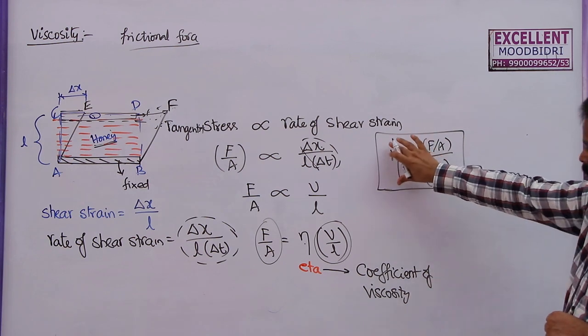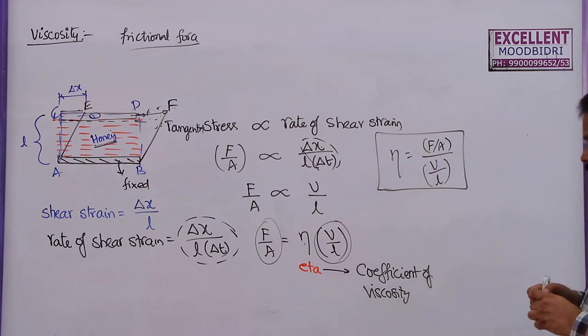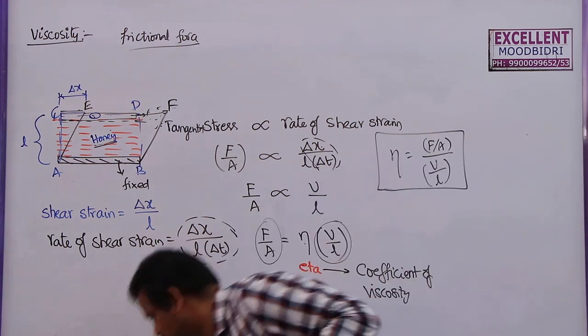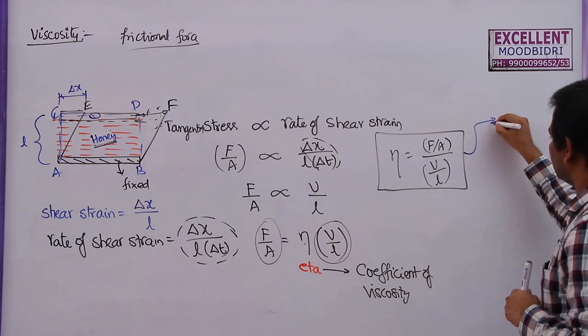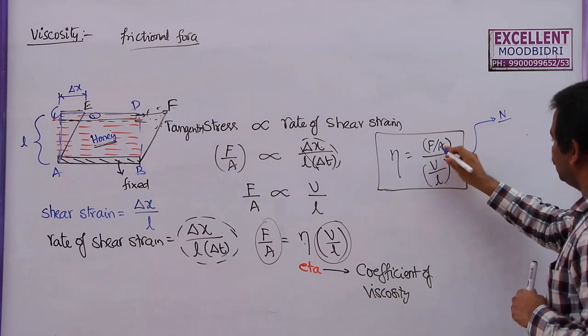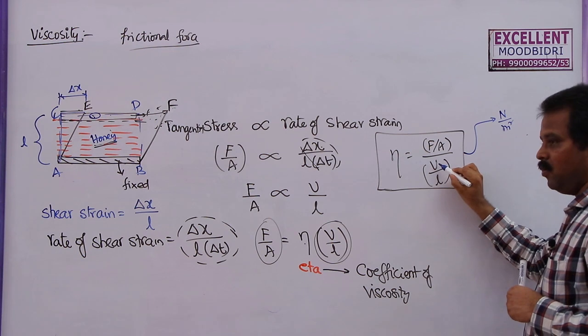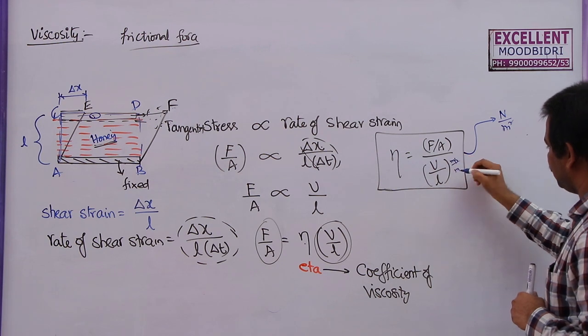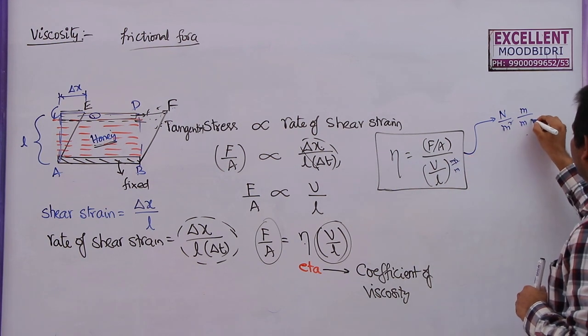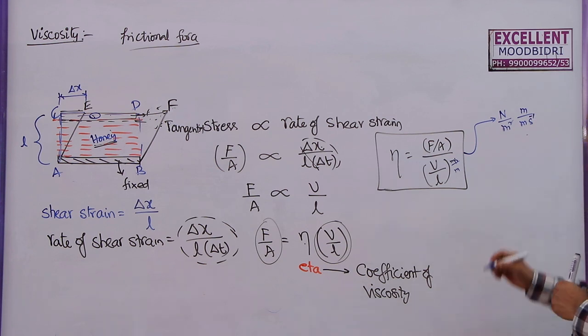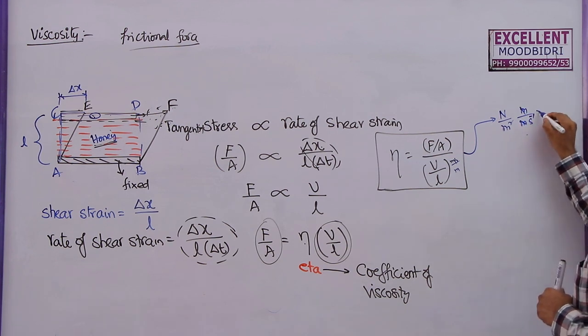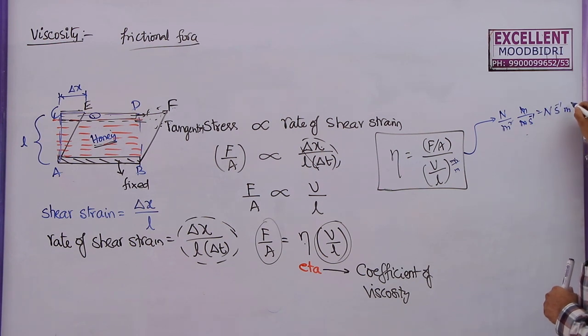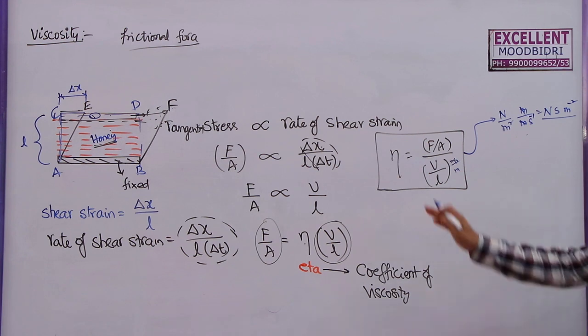Whenever there is a new physical quantity, we need to write the SI unit as well as the dimensional formula for it. So what is the SI unit? Force is measured in Newton, area in meter square, velocity in meter per second, and length in meter. Meter per second by meter, when it goes up, becomes meter by meter per second. Now you can cancel the m and m, so this becomes Newton per second meter power minus, when it goes up, Newton second meter power minus 2. This is the SI unit of the coefficient of viscosity.